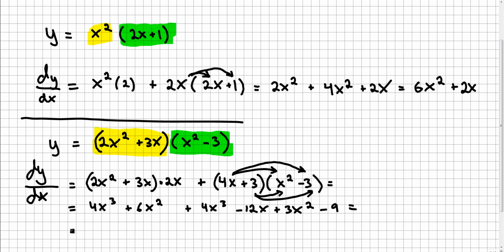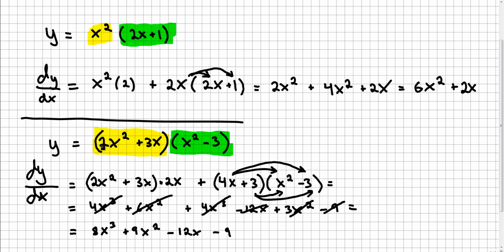Now let's simplify this last time. First of all, let's find the x cubed terms here and here. So we're going to have 8x cubed. We can cross them out because now we added them together. Let's find the x squared terms here and here. 6 plus 3 is 9x squared. We have one x term, which is going to be minus 12x, and then minus 9.